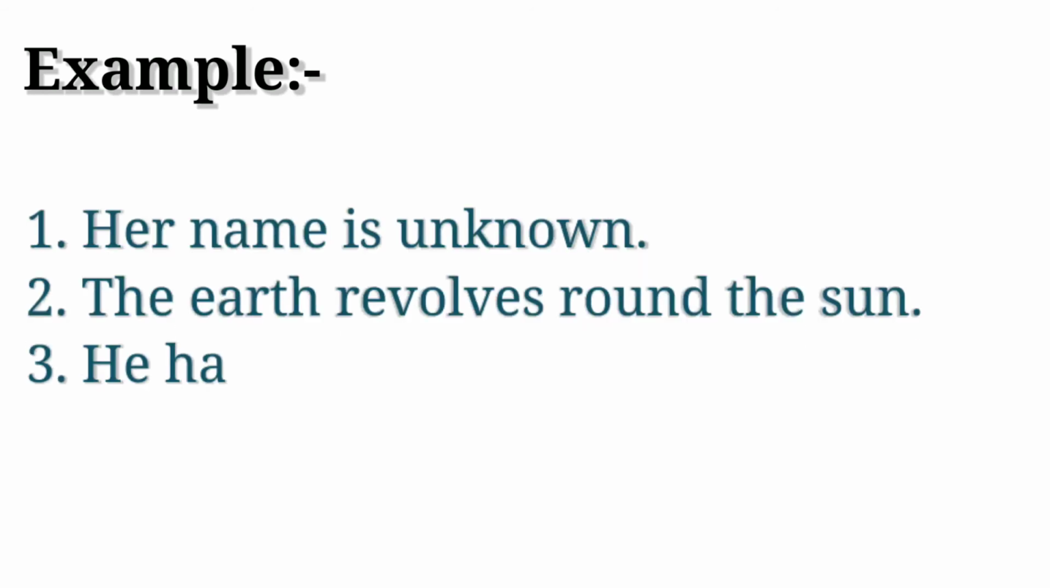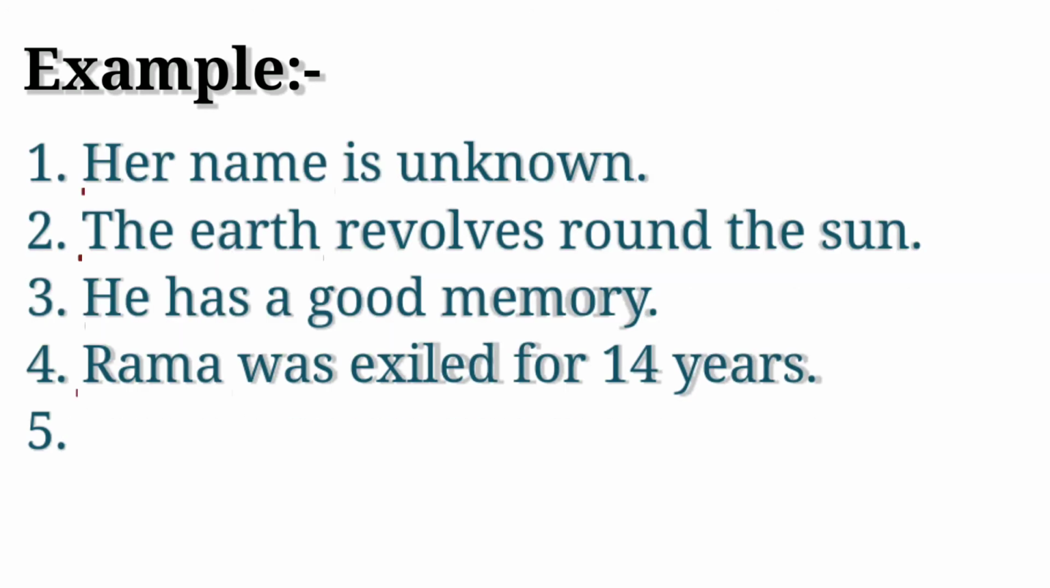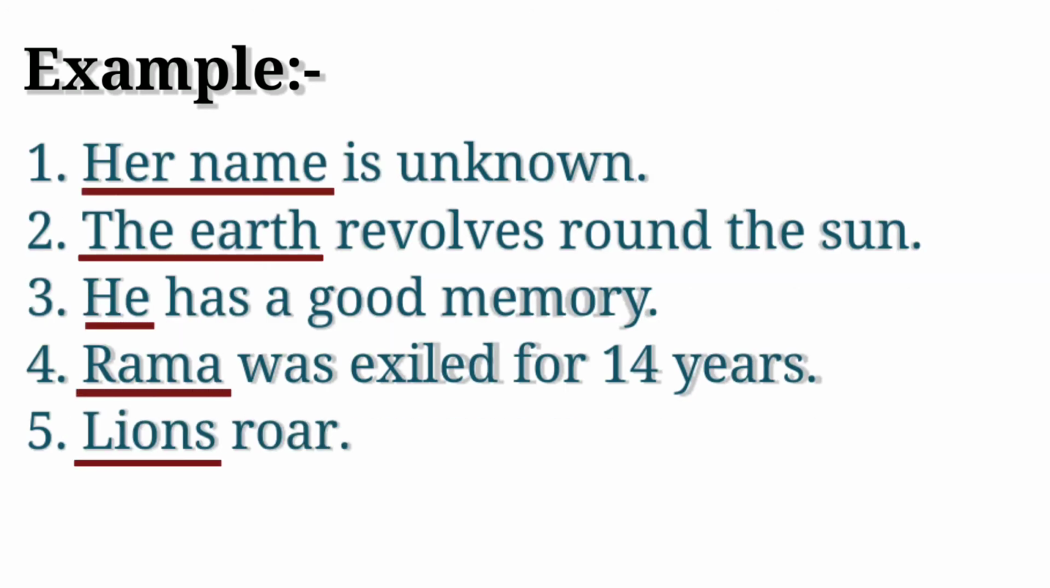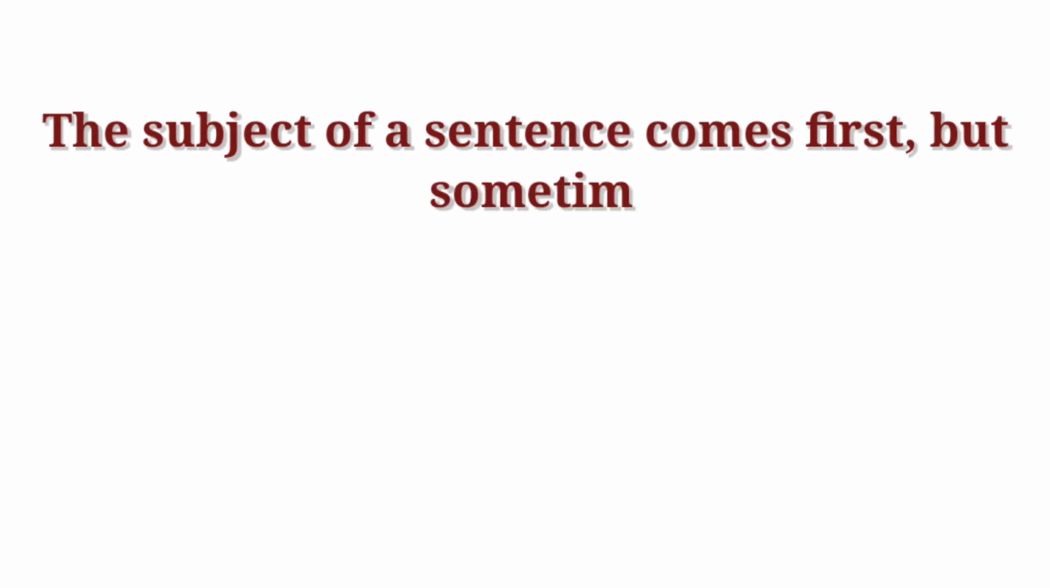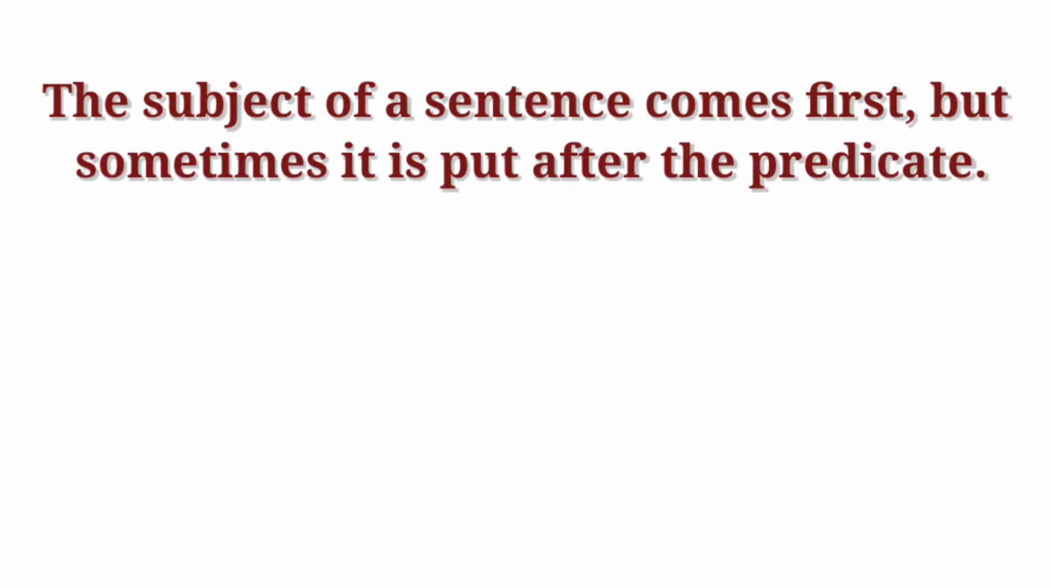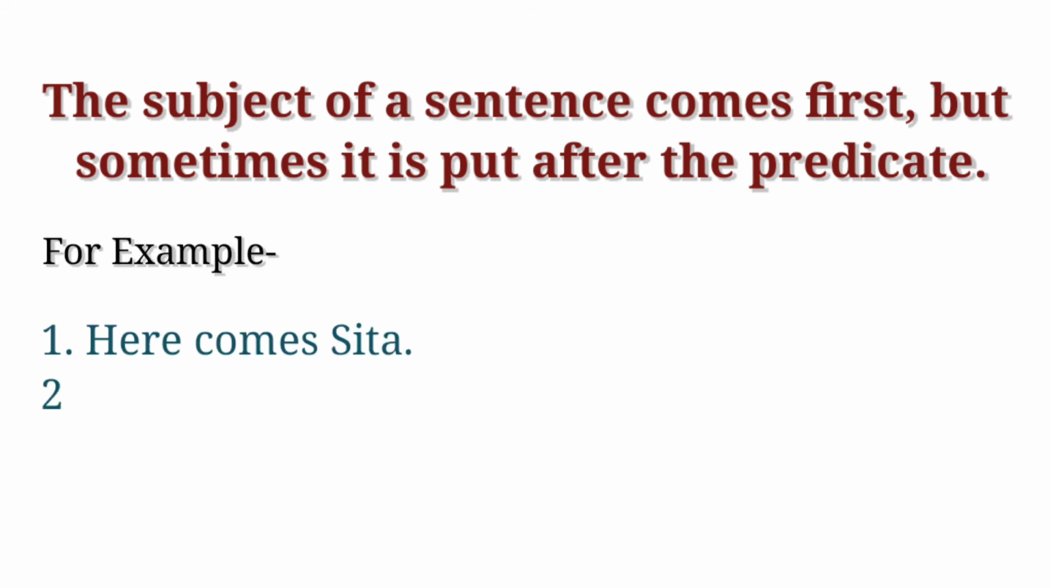Let's see some more examples. Her name is unknown. The earth revolves round the sun. He has a good memory. Rama was exiled for 14 years. Lions roar. We must also remember that the subject of a sentence comes first, but sometimes it is put after the predicate. For example, here comes Sita.